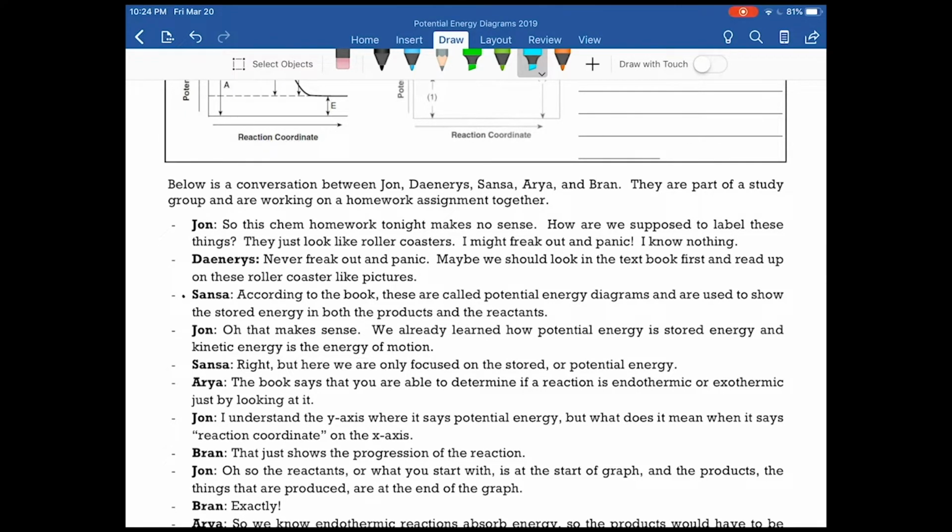Okay, so there's so much reading. We're not going to go through all of it. You can read that on your own, so pause the video and read it, or you've read it before. But again, we just want to highlight the key terms. So one of the first things is that we're talking about these roller coaster looking things, and these are potential energy diagrams. It's used to show how the potential energy changes throughout the reaction.